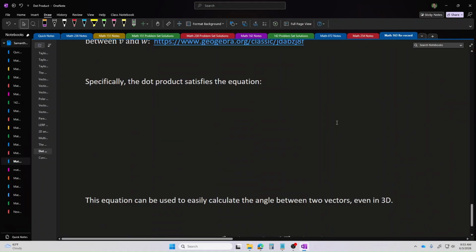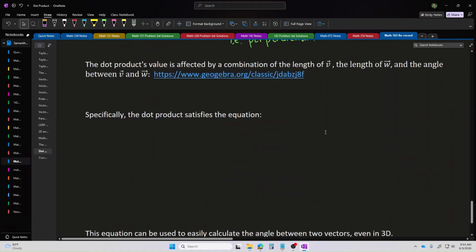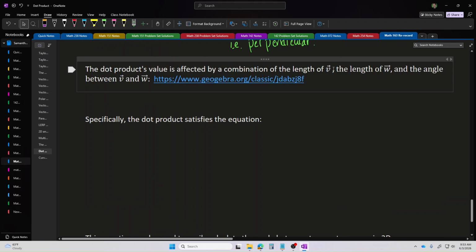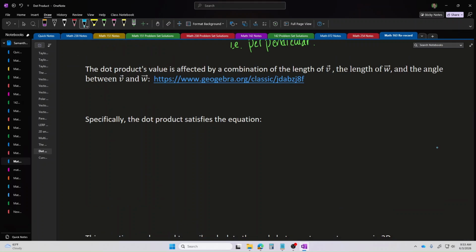So the specific relationship between the dot product, the length of v, the length of w, and the angle between them is given by the following equation. V dot w is equal to the length of the vector v times the length of the vector w times cosine of the angle between the vectors, which I will denote via the angle alpha.